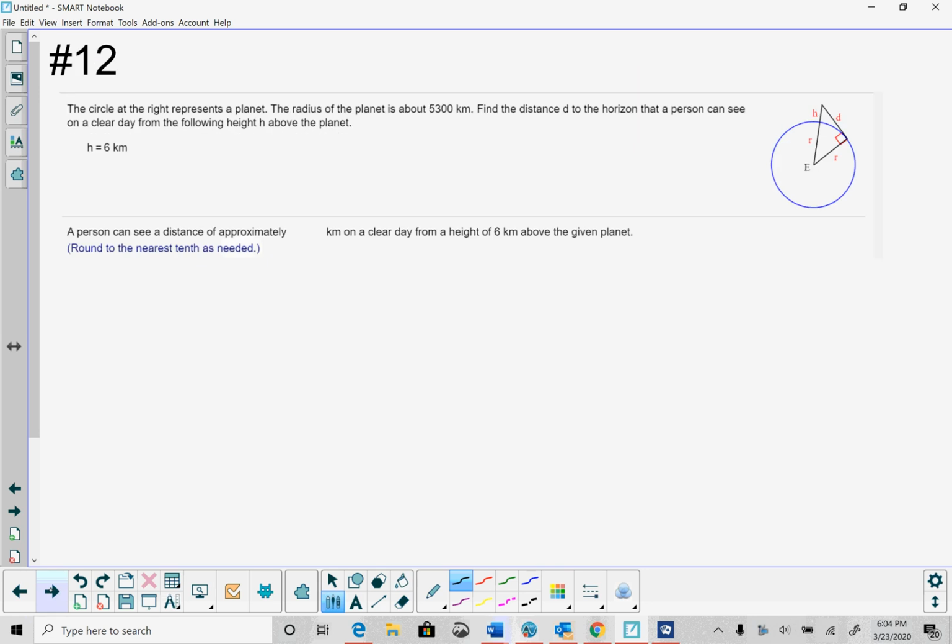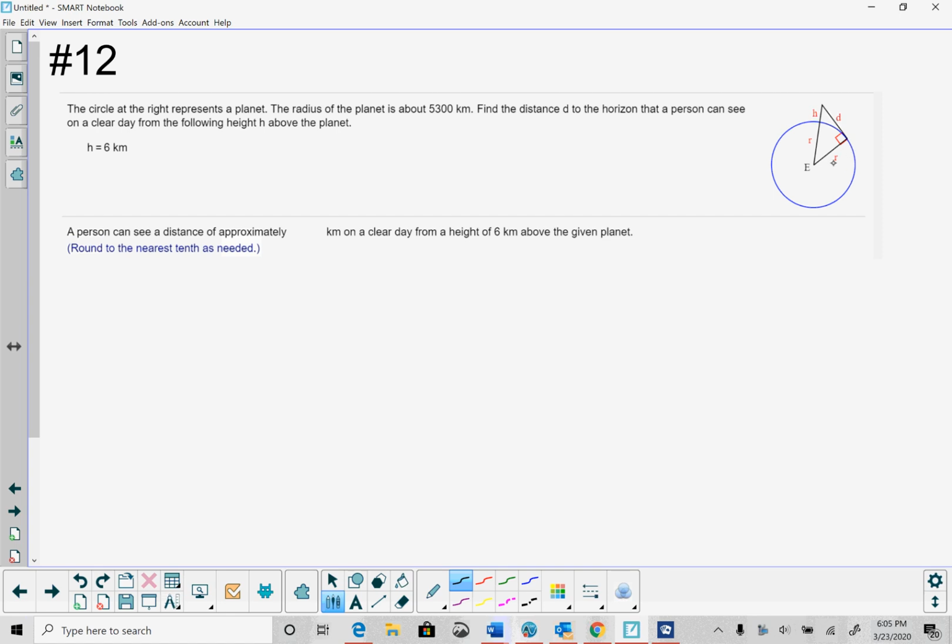And then finally, number 12, the circle over here represents a planet. The radius of the planet is about 5,300 kilometers. Find the distance d, this little segment here, to the horizon that a person can see on a clear day from the following height h on the planet. So if somehow the person is 6 kilometers above the surface of the planet, how far out can he see?